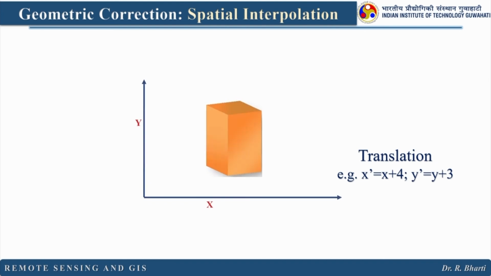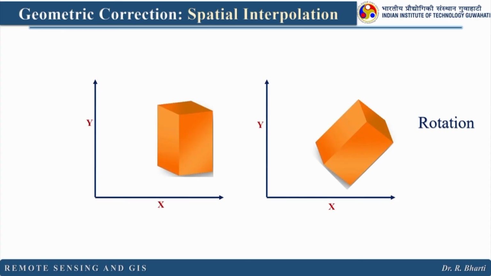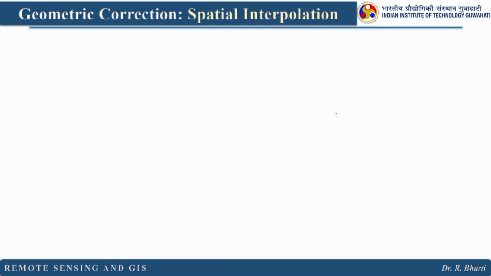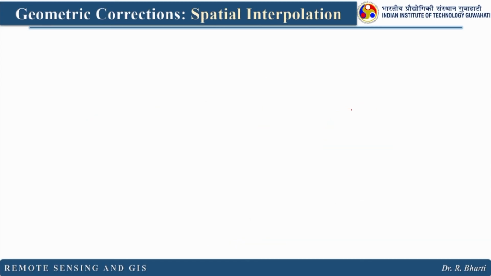So, in translation basically this was supposed to be like this, but it has shifted, right. Now, in case of rotation, what will happen? It will rotate with some angle, right. So, in case of scale, there will be change in the size. So, this is the effect.